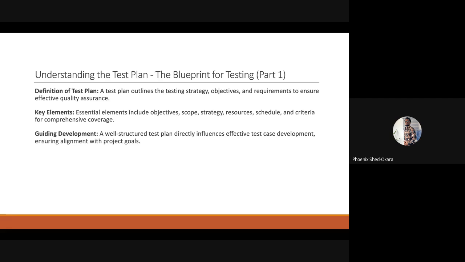Let me just give a summary of what the software testing life cycle includes. We have requirement analysis, test planning, which is what we're going to be talking about, then test case development, also what we plan to discuss in this session, environment setup, test execution, and test cycle closure. Now, what is a test plan? Let's go back to exactly where we were before. A test plan outlines the testing strategy, objectives, and requirements to ensure effective quality assurance.